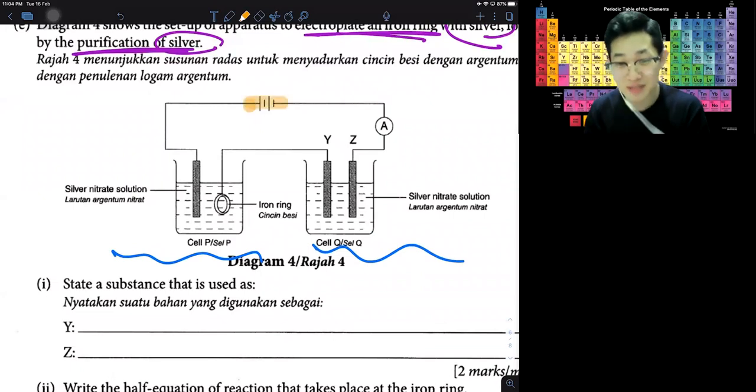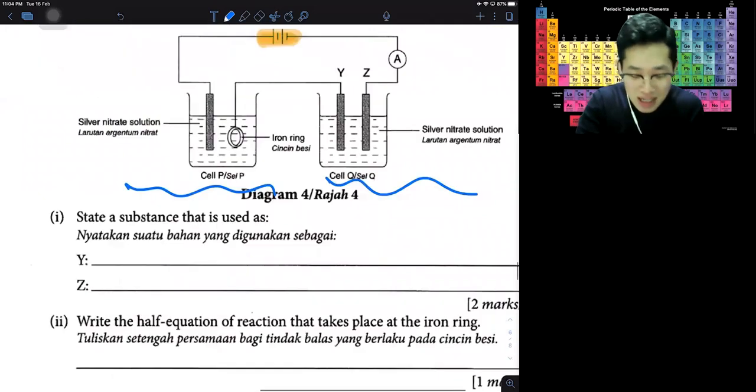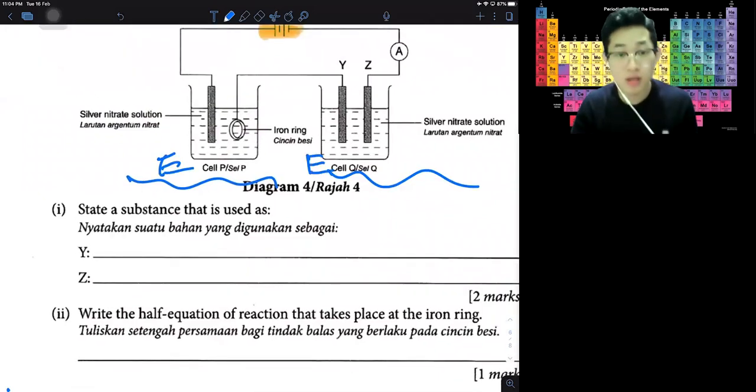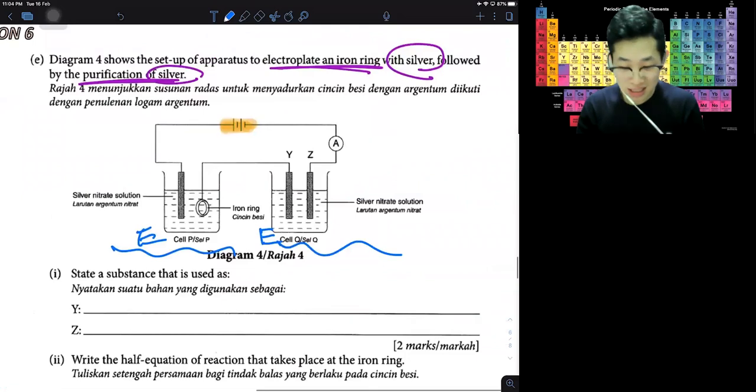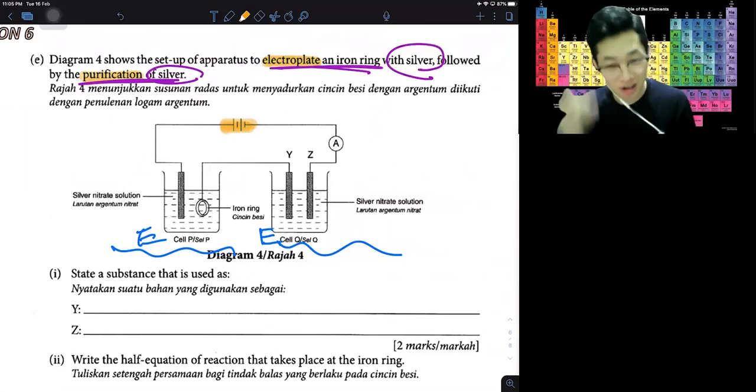Okay. When you see battery, that means it is electrolytic. Two electrolytic cells. Remember, application, confirm electrolytic. Confirm electrolytic.